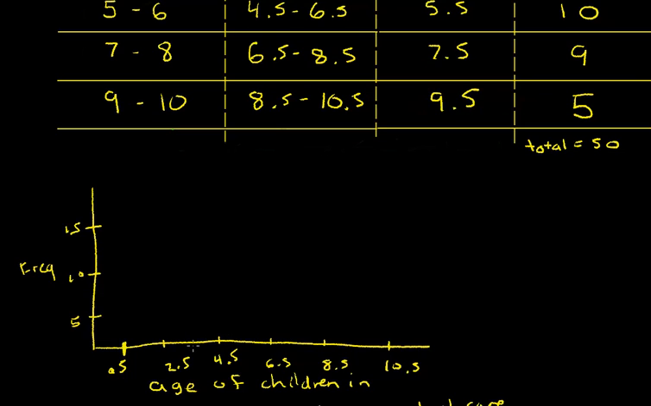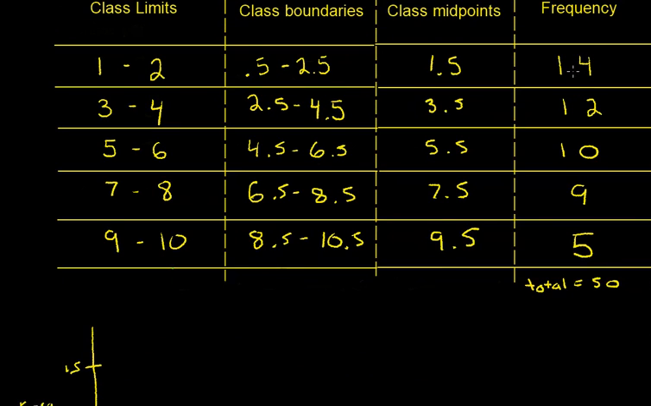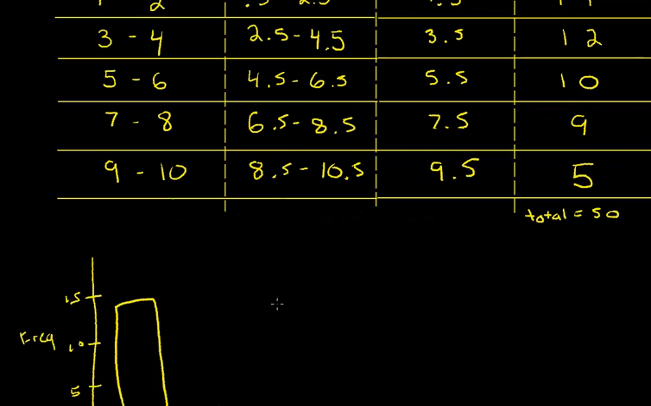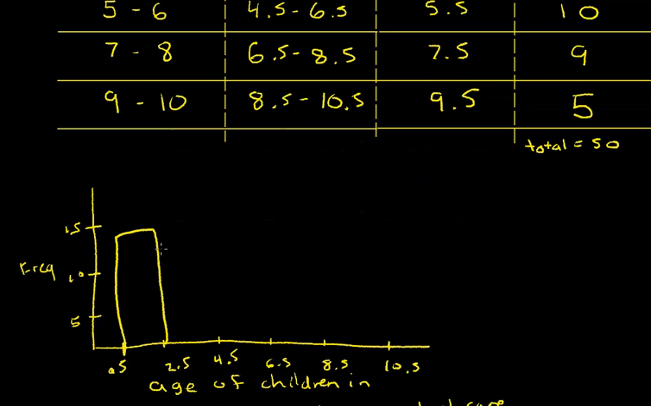Okay, so let's see. For the class that's between 0.5 and 2.5, the frequency is 14. So I'll draw a bar that goes up to 14. And for the next class that's between 2.5 and 4.5, the frequency is 12. So the bars will touch, right? The difference between a bar graph and a histogram is that the bars touch. In a bar graph, the bars don't touch, but in a histogram, the bars do touch. It's very important that the bars do touch.